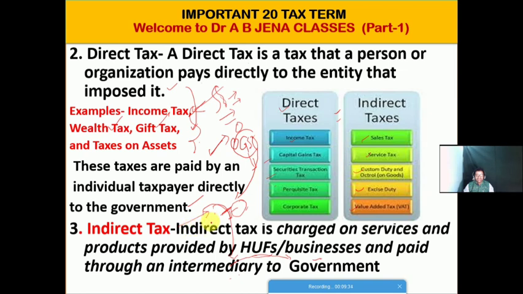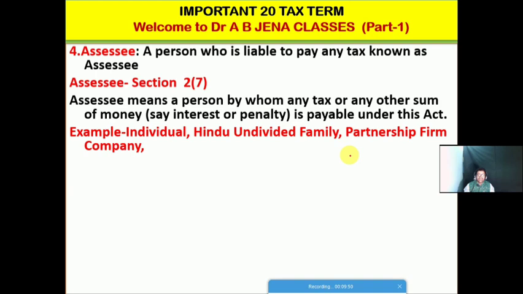Friends, I am hopeful that you have understood what is the meaning of direct tax, what are the examples of direct tax, what is the meaning of indirect tax, and what are the examples of the indirect taxes we are paying. Then come to the assessee. What is the meaning of assessee? Assessee means, friends, a person who is liable to pay any tax is known as an assessee.